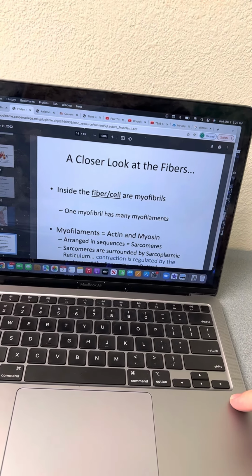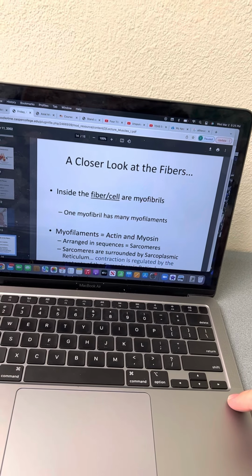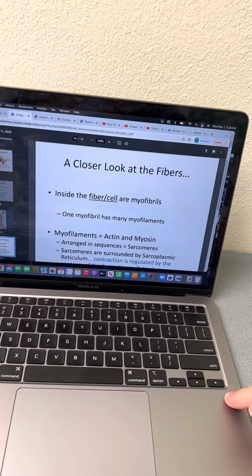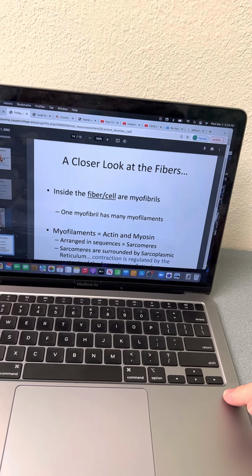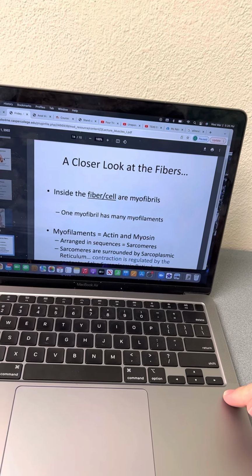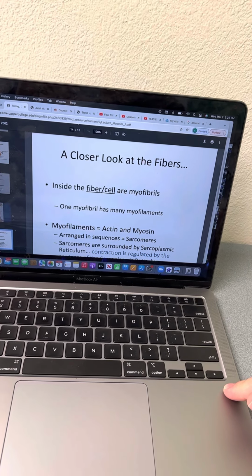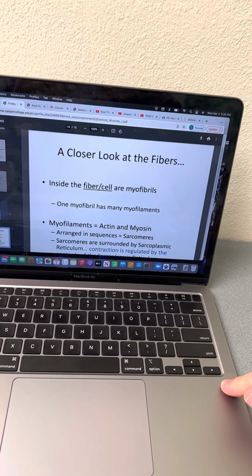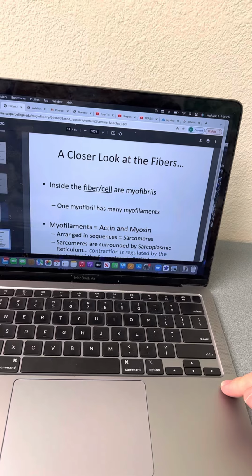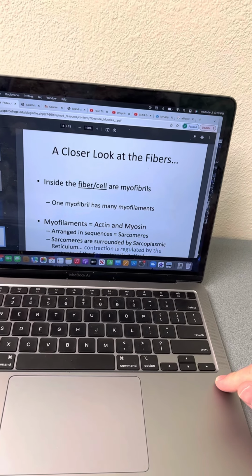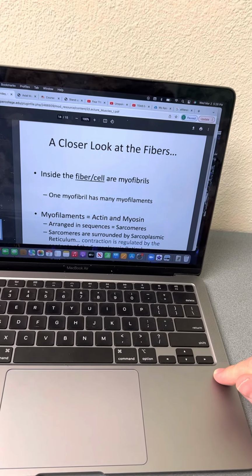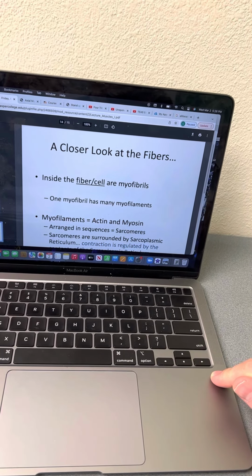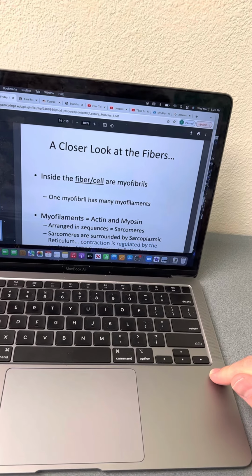A closer look at the fibers: inside the fiber cell are myofibrils. One myofibril has many myofilaments. Myofilaments equal actin and myosin, arranged in sequence to form sarcomeres. Sarcomeres are surrounded by sarcoplasmic reticulum. Contraction is regulated by the contents of the sarcoplasmic reticulum.